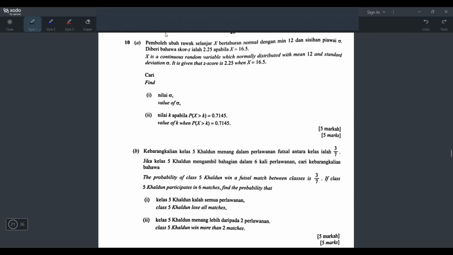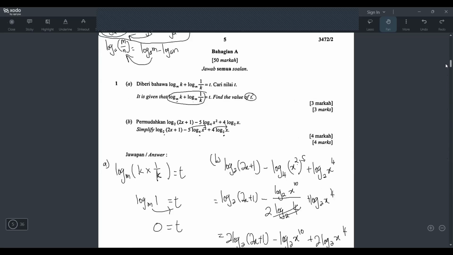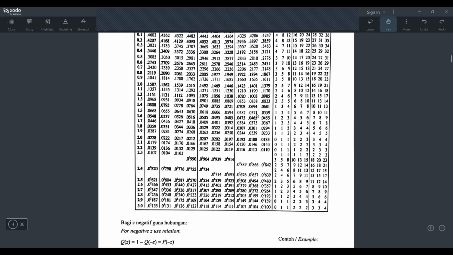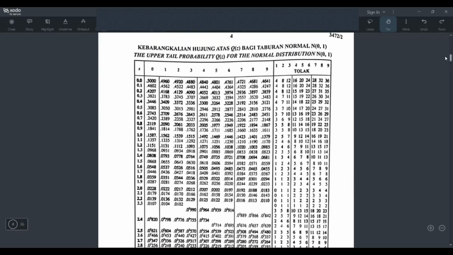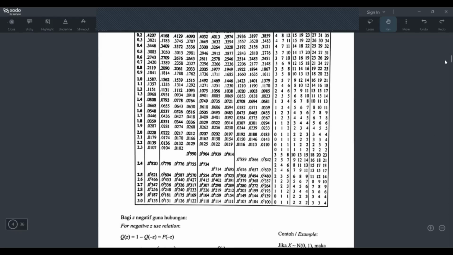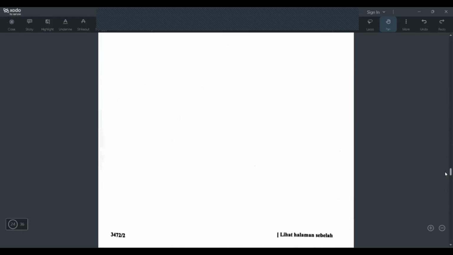Okay, let's continue number 10. I think this is a probability distribution question. So 10A, let's see what they want. X is a continuous random variable which is normally distributed. So it means this is a normal distribution question and we need to use the jadwal, the Z value table, to do it. So let me show you the Z value table. They will give you one in the exam, this one, right? But if it's a binomial distribution, we don't need the jadwal. But this one is normal, so kita kena guna jadwal nanti.